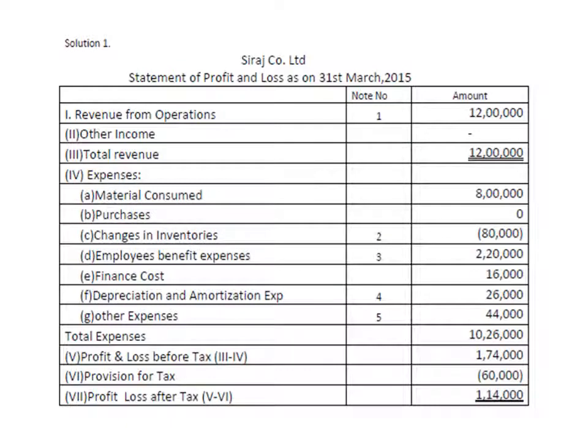So now we have profit and loss before tax. Okay, that is 1,74,000. Now out of this we make a provision for taxation, that is 60,000 rupees. So that means we deduct 60,000 and keep it aside. Okay, so after this we will get profit and loss after tax, that is 1,14,000. So this is how a profit and loss account will appear. This is a vertical format of the profit and loss account, which is in accordance with the Companies Act.